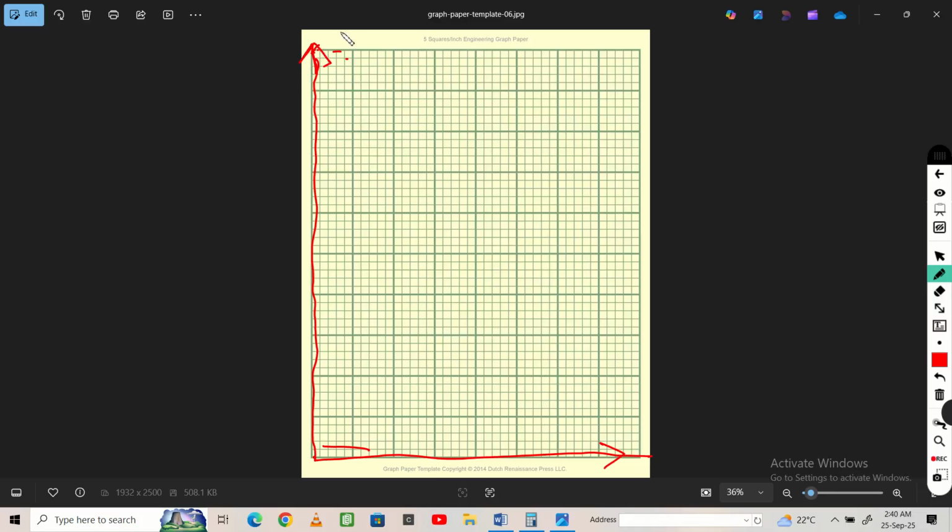The next step is to label. The y-axis was V with a unit. The x-axis was I with its unit. That's what you've done. So just doing this is a mark. Now the next thing is, what do we do? We have to choose a scale.